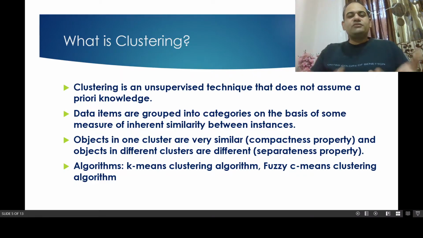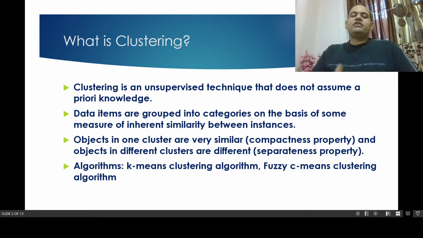The common algorithms that we use here are k-means clustering. There are fuzzy c-means clustering methods. Also, there are other Gaussian clustering methods as well.